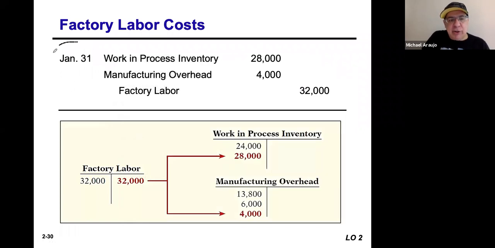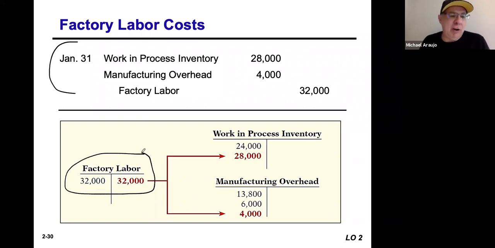This is how it looks in the journal, as you remember from the previous slide. This is how it looks in the ledger. In the ledger, we have exhausted all of our factory labor costs in this process. We have assigned $28,000 of those costs to work in process inventory. These are the employees that are actually making the products in the work in process inventory account. And then we have assigned 4,000 of those costs to overhead.